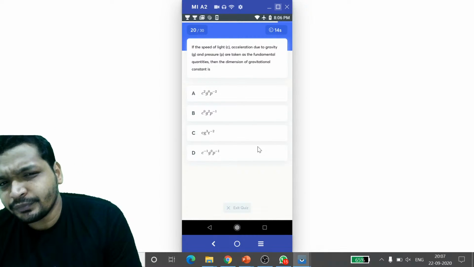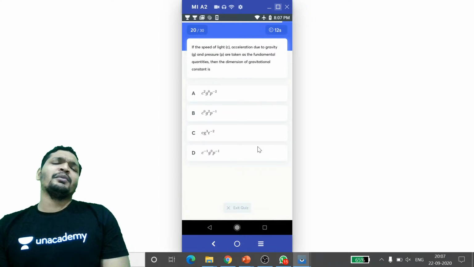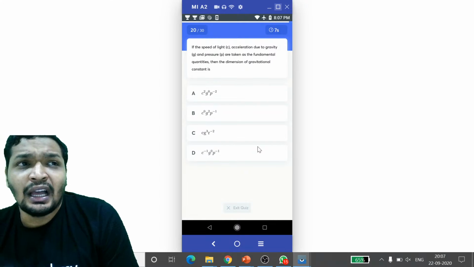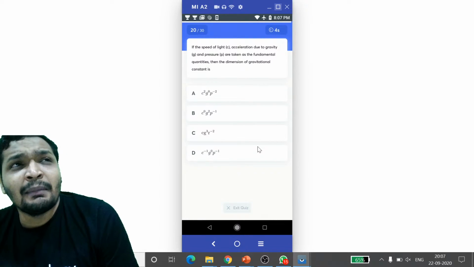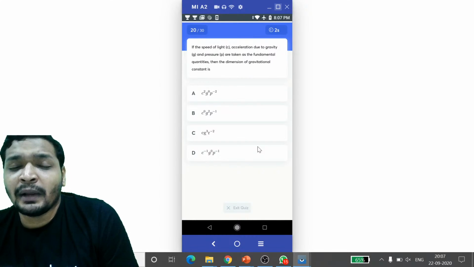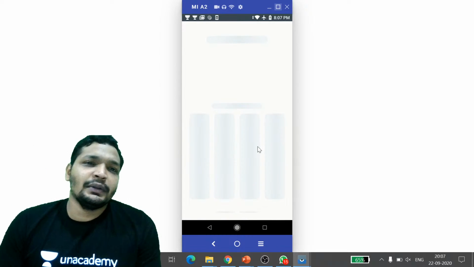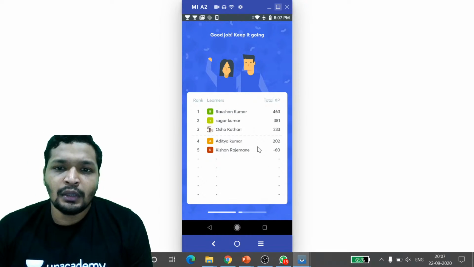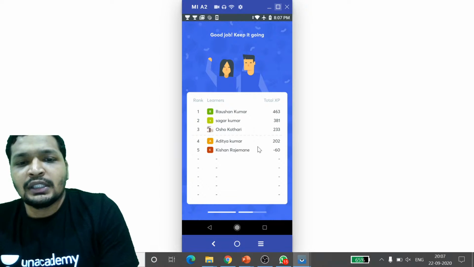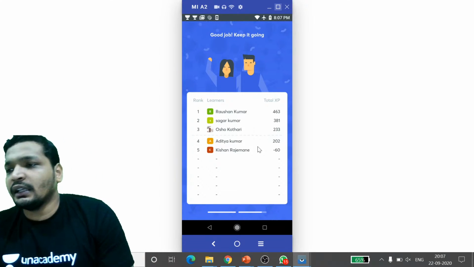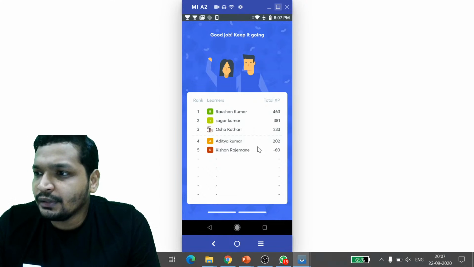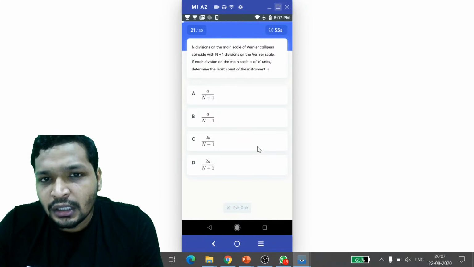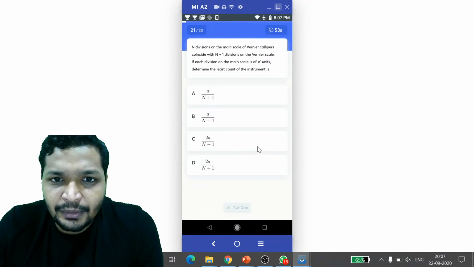What is the dimension formula of the gravitational constant? M to the power minus 1, L cubed, T to the power minus 2. So only B would give you that answer. I hope you understood how to work around these kinds of problems. I believe L and T substitution may not be necessary in this case. Let's move on to the next problem then. I think again it's the same kind of question.